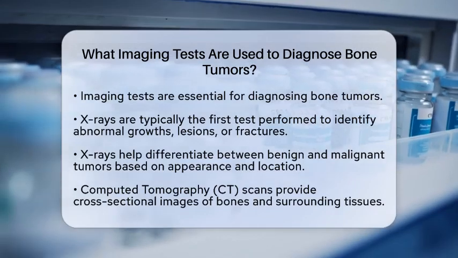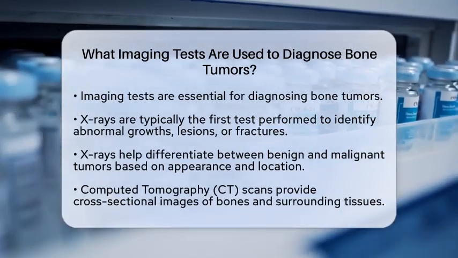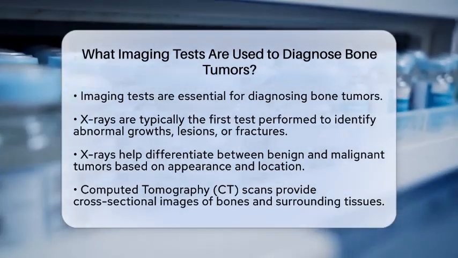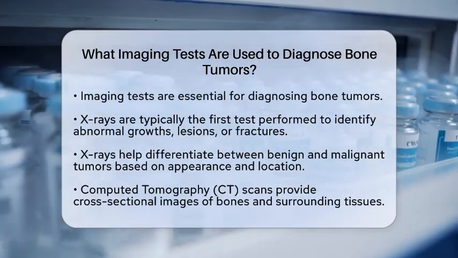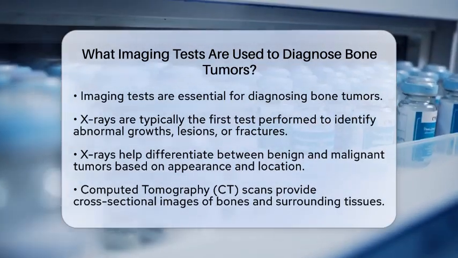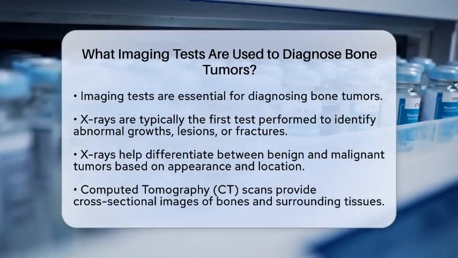First up is the X-ray. This is usually the first test performed when a bone tumor is suspected. X-rays provide detailed images of the bone structure and can reveal abnormal growths, lesions, or fractures. They are essential in distinguishing between benign and malignant tumors based on their appearance and location.